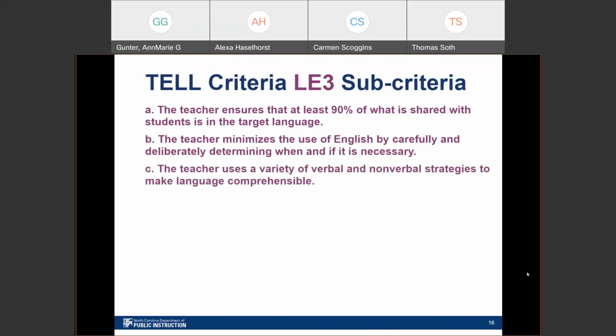C is the teacher uses a variety of verbal and nonverbal strategies to make language comprehensible. We're always trying to make language comprehensible to students, and we want to do what we call C+1. So give them comprehensible input that pushes them just a little bit to make sure that they're drawing on all of their skills, verbal and nonverbal strategies that you're sharing with them, as well as things that you're doing in the classroom to support their learning.